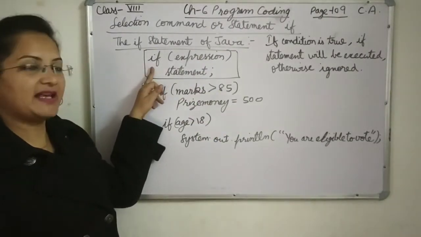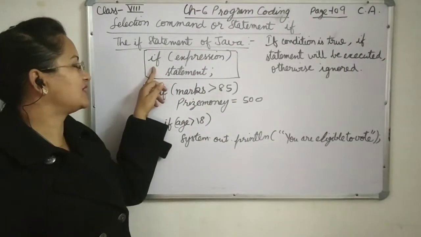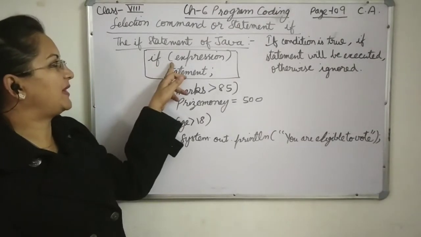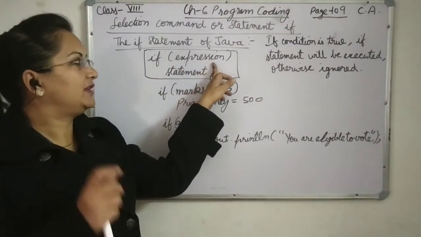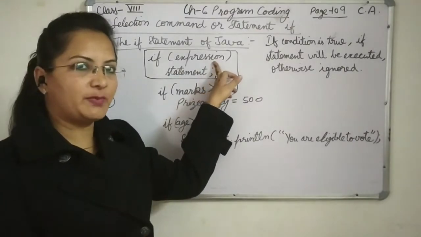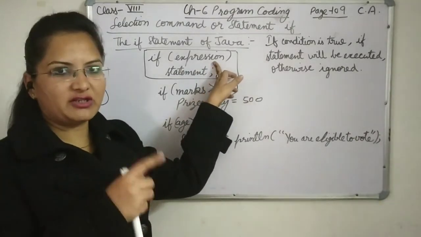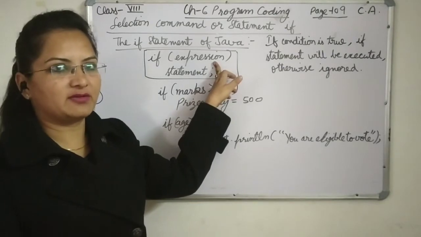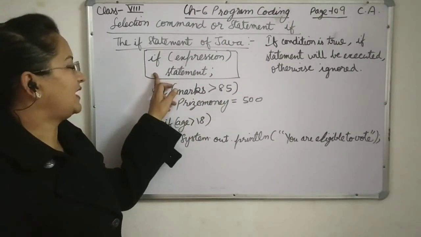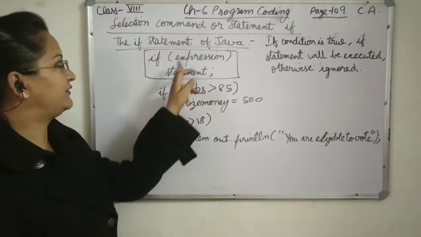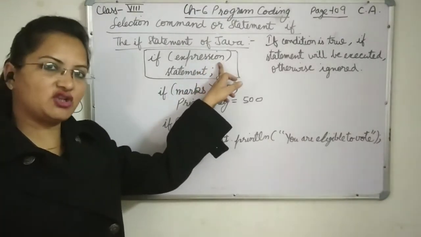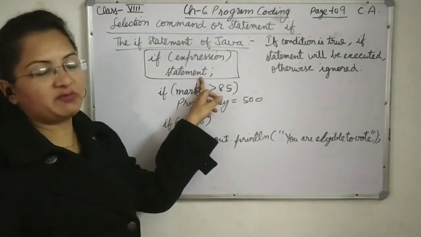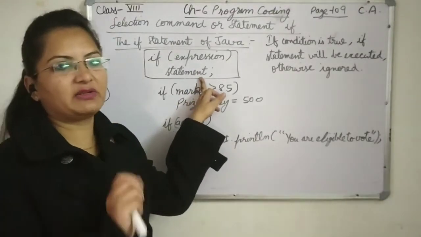The syntax is like this. How do we write it in a Java program? If, and in the brackets we have to write the expression. The expression will contain a relational operator or a combination of relational and logical operators. After that comes the statement. If this expression is true, that means the condition in the brackets is true, then this statement will be executed, otherwise it will be ignored.